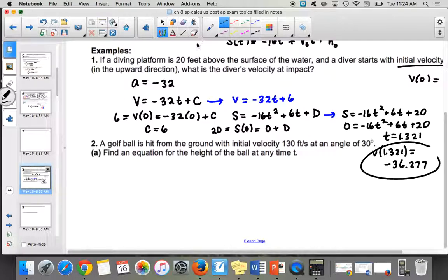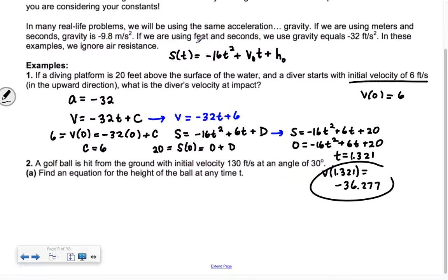All right, so it says a golf ball is hit from the ground with an initial velocity of 130 feet per second at an angle of 30 degrees. So find an equation for the height of the ball at any time t. So when we hit a golf ball, there are 2 components to the velocity. Okay, there is a horizontal component and there's a vertical component.